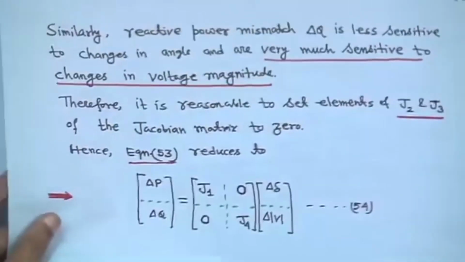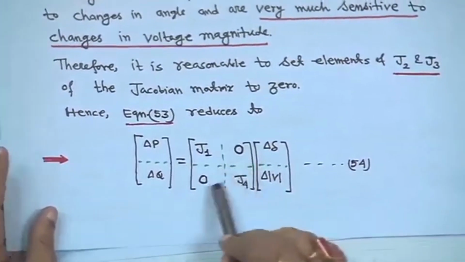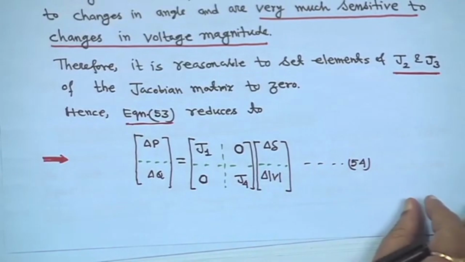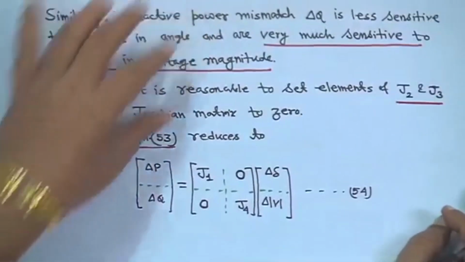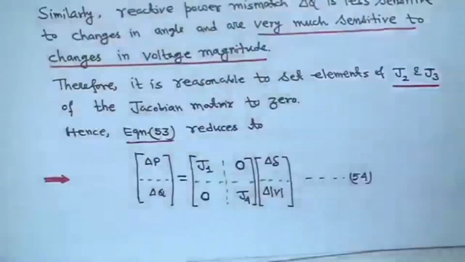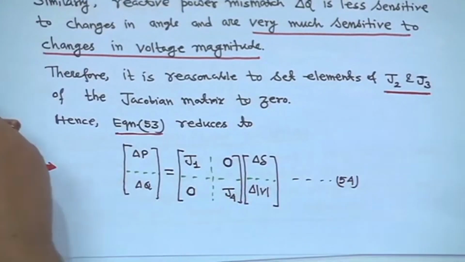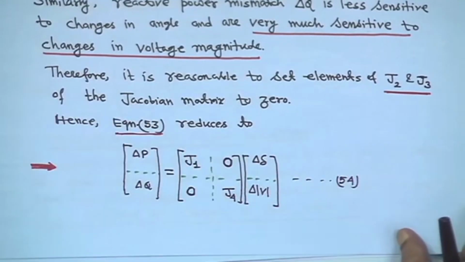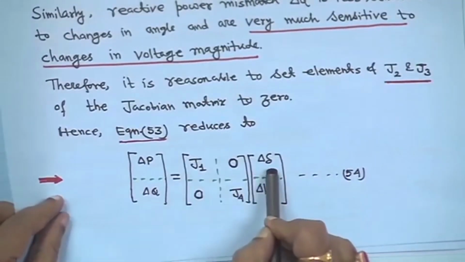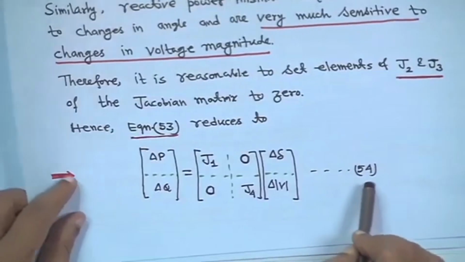That means J2 and J3 are set to 0. So, these two we will not consider, but J1 and J4 will be considered, because we want it decoupled, right. If you consider all of them, it is coupled, right. So, that means you can write delta P equals J1 delta delta and delta Q equals J4 delta V, magnitude delta V, understandable, right. So, this is equation 54.